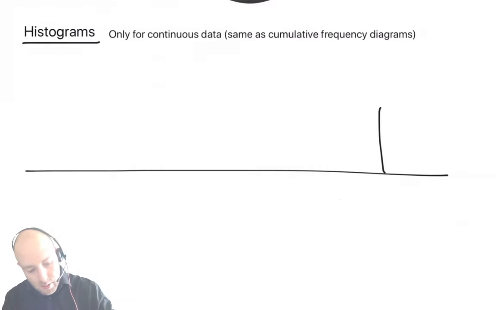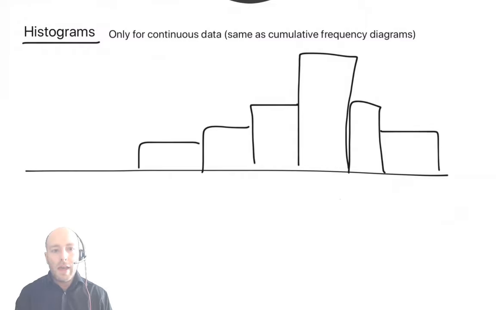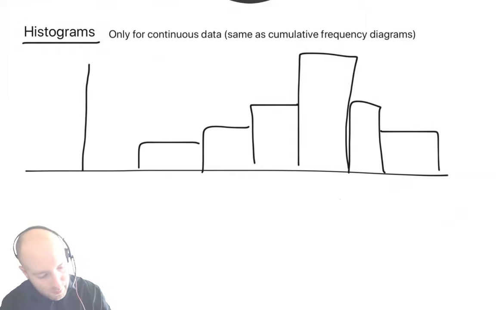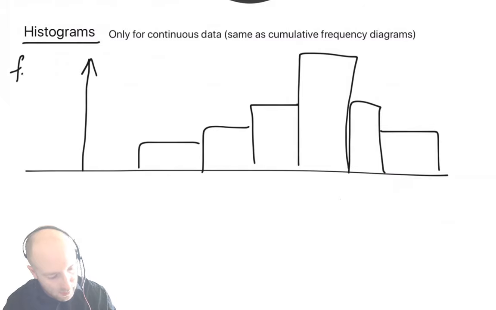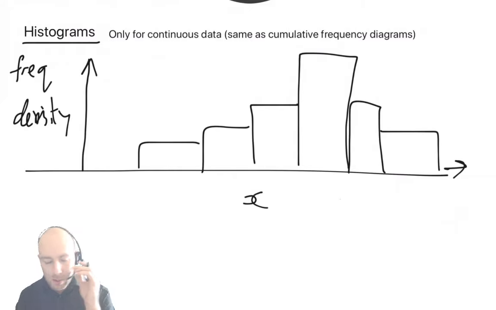Right, so histograms, as you hopefully remember from GCSE. There's a nice little histogram. On the y-axis we have frequency density, and on the x-axis we have our data. Let's just call it x. And there's a few key points about this. So the bars must touch.